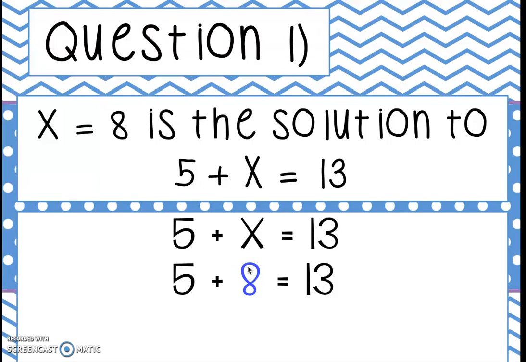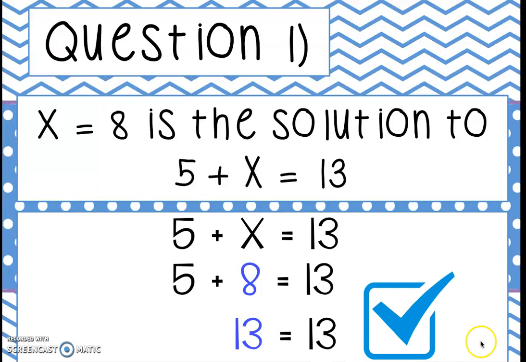Then you just evaluate. 5 plus 8 is 13. This side we didn't have any evaluating, so it's still 13. And we look at it and we see that 13 does equal 13, so that is true. x equals 8 is a solution, because we got the same numbers down here at the bottom.